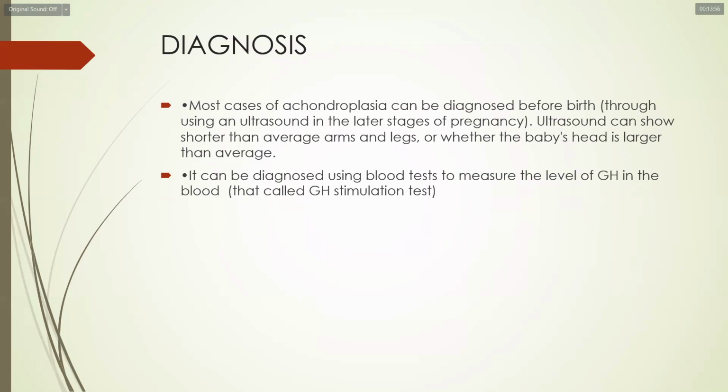Diagnosis: most cases of achondroplasia can be diagnosed before birth using an ultrasound in the later stages of pregnancy. Ultrasound can show shorter than average arms and legs, or whether the baby's head is larger than average. Growth hormone deficiency can be diagnosed using a blood test to measure the level of growth hormone in the blood, that's called growth hormone stimulation test. Next.